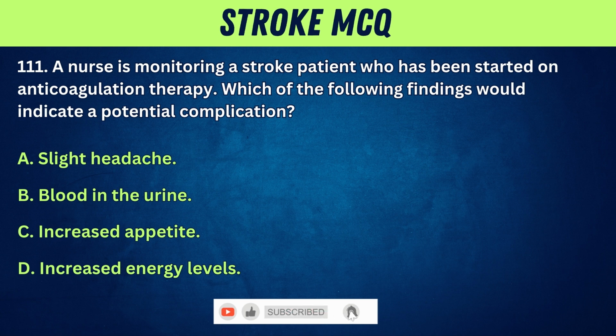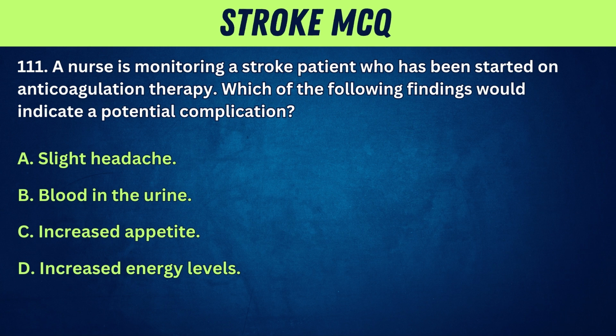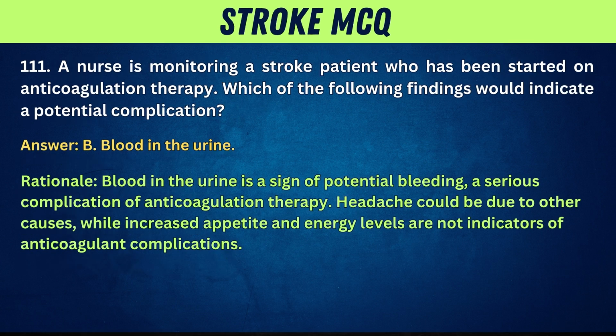111. A nurse is monitoring a stroke patient who has been started on anticoagulation therapy. Which of the following findings would indicate a potential complication? A. Slight headache. B. Blood in the urine. C. Increased appetite. D. Increased energy levels. Answer: B. Blood in the urine. Rationale: blood in the urine is a sign of potential bleeding, a serious complication of anticoagulation therapy.